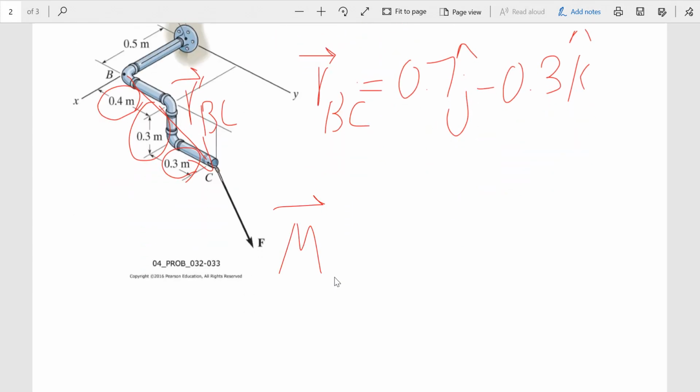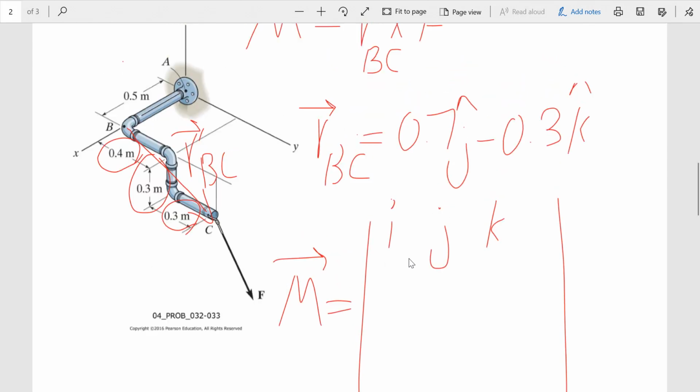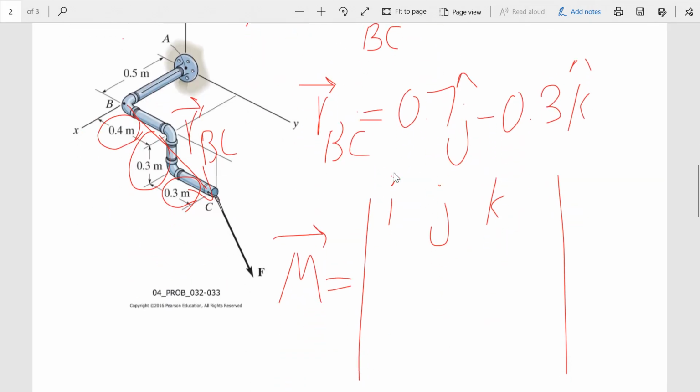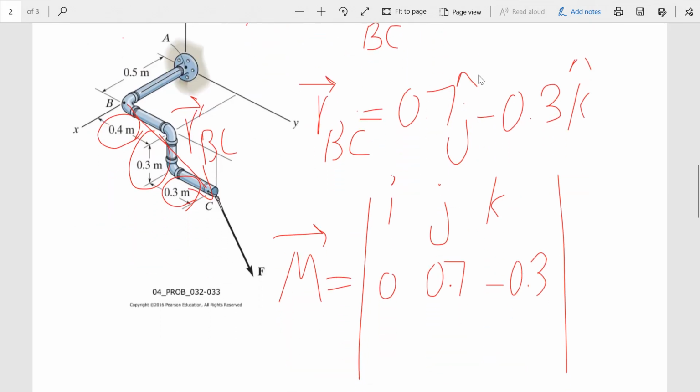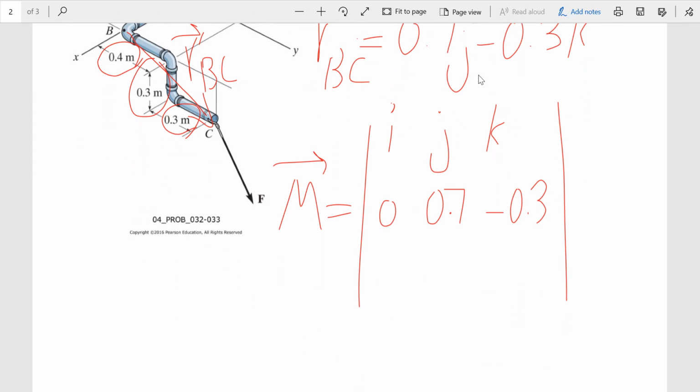So moment, the first row would be I, J, K. The second row would be my first vector, which is R. 0 for the I component, but for the J component it is 0.7 and K would be negative 0.3. And the third row would be the second vector, force F: 600, 800, negative 500. So I write it here, 600, 800, negative 500.